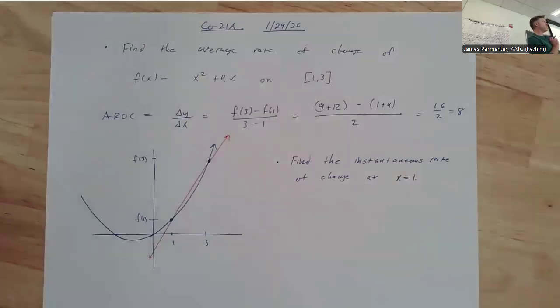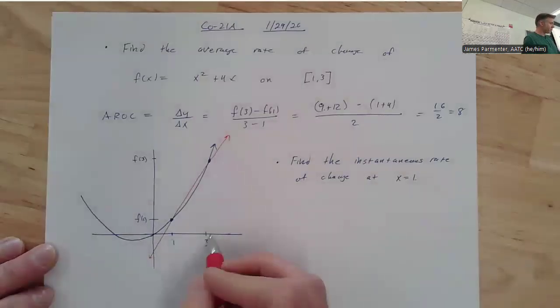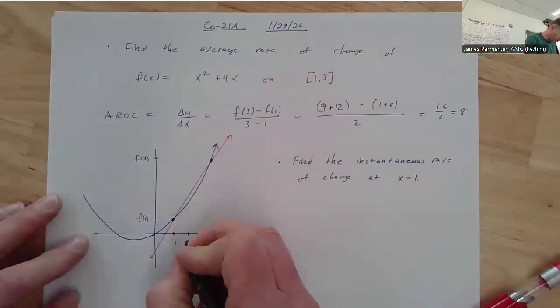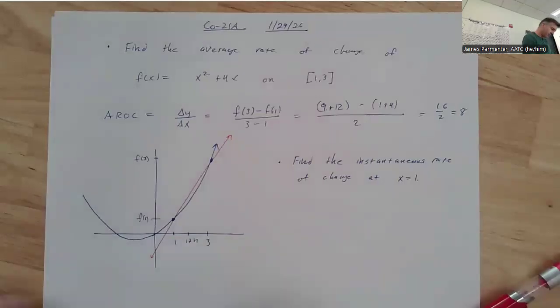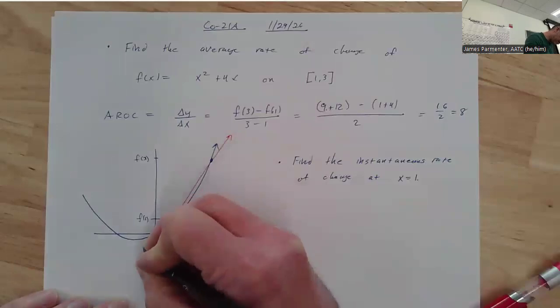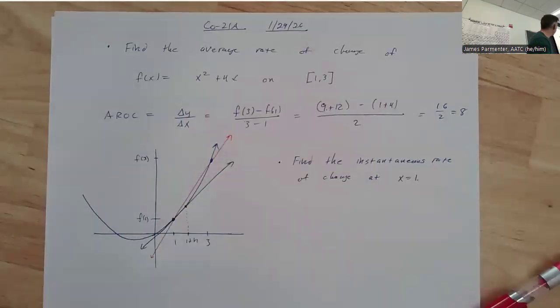The idea is the same thing, except that instead of finding the slope of the secant line between 1 and 3, we're going to find the slope of the secant line between 1 and 1 plus h. So we're finding the slope of that line there, which is not drawn great, but such is life. And then we're going to let 1 plus h get closer and closer to 1 by taking the limit as h approaches 0.